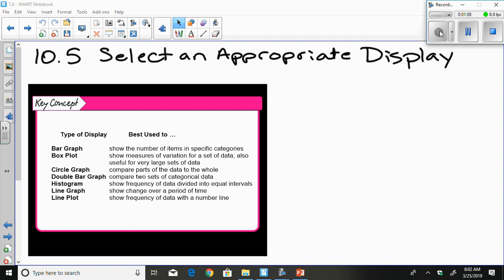A line graph is when you want to show change over a period of time. Line graph, if you see time, go to line graph. A line plot is when you want to show the frequency of data with a number line. It's not that a histogram and a line plot can be interchanged, since they're both doing a frequency of data, but a histogram is a little more appropriate when you want to put it in equal intervals, whereas with a line plot, you don't necessarily need equal intervals, you just need to know where everything is.